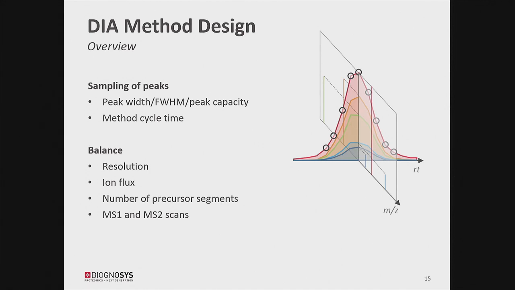Then there are other things to consider, so these are the parameters you can use to counterbalance. For instance, the resolution, the fill time is connected to that. Also, you need enough ion flux for the spectra, so you need enough ions, and you also need to consider that. Then, of course, you can change the number of precursor segments that you use in your method. You can change the precursor range, and you can change this for MS1 and MS2 independently. So there are a lot of things you can change.